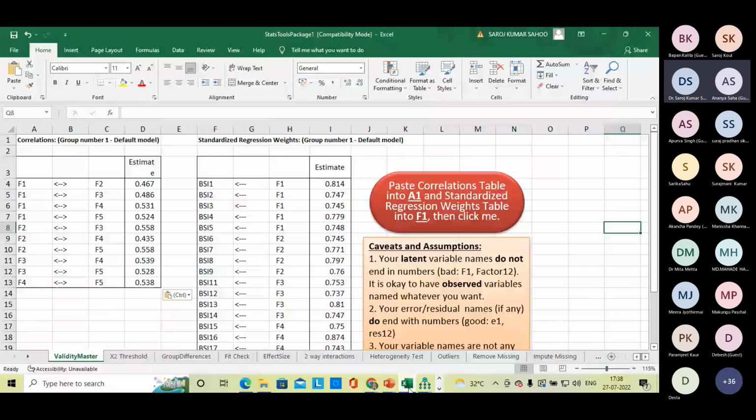Please see. I think you are fumbling. Anybody else has done it? Any two or three, please say yes or no. Yes, sir. Done. Okay. Then click. It is written click me. Please click there.